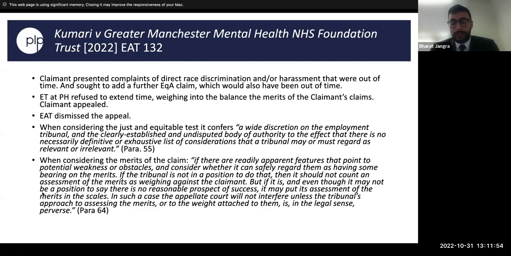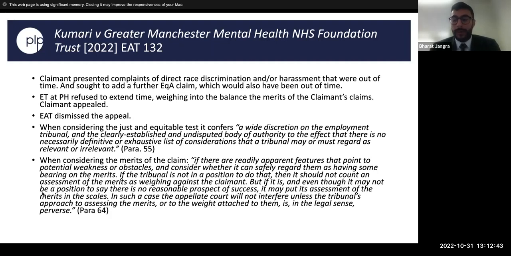They set out various points as to why they thought that the balance of the merits of the claimant's claim should not be taken into account, but the appeals tribunal, rather, dismissed the appeal. As Bryony and I have already set out and neatly summarised at paragraph 55 of that judgment, the employment tribunal have a wide discretion, and it's for them. There's no definitive or exhaustive list as to what they do or do not consider as relevant or irrelevant when making their determination as to whether it's just and equitable.